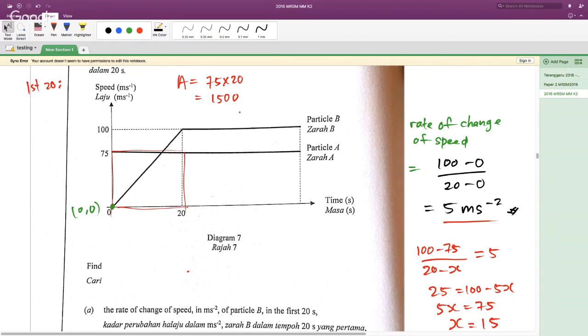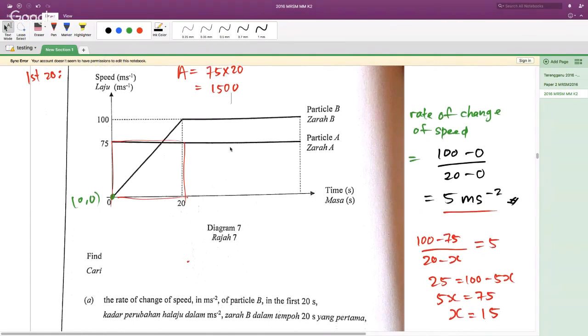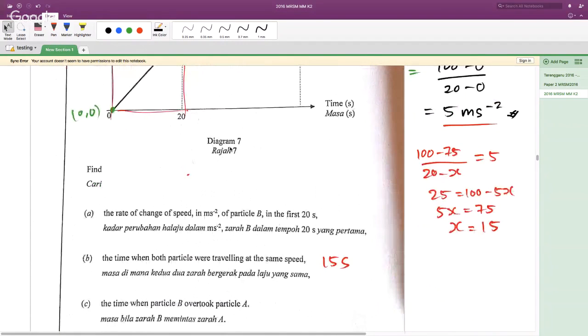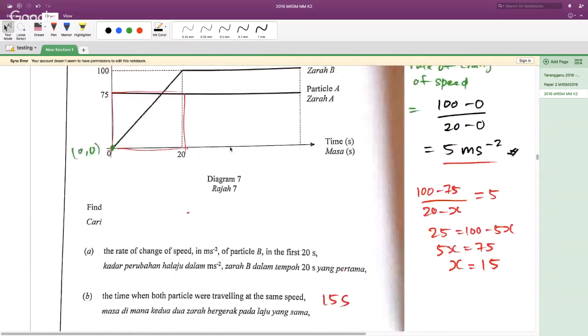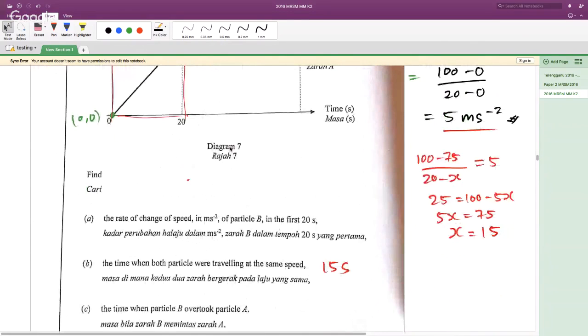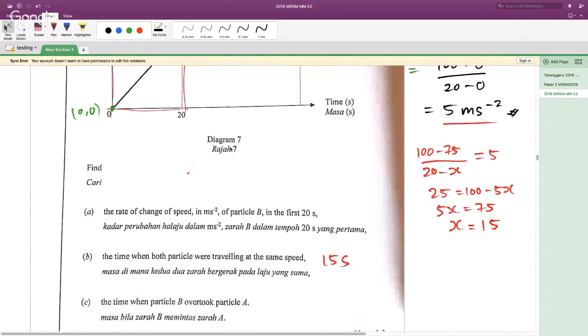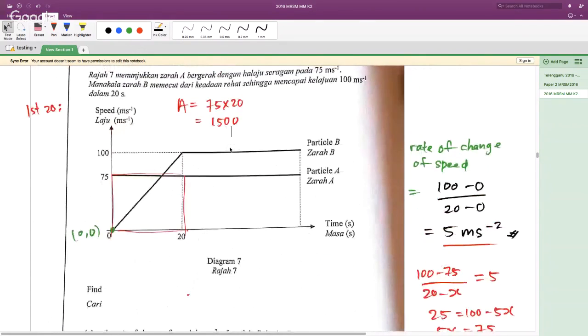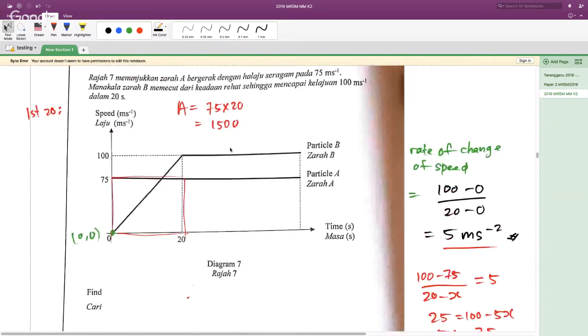Okay, it's overtake. Do we need distance to find the overtake? Or do they actually say the speed is overtake? The both particles are at the same speed. Okay, so I guess we find a time when B overtakes A. I guess it's something to do with the distance. I don't know. Okay, let's try and see.